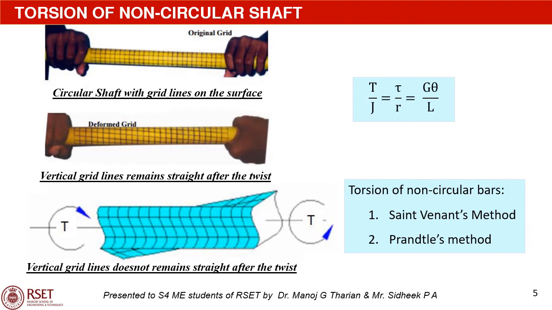Now, in the torsion of non-circular shafts, basically two different methods are used. The first method is Saint-Venant's method and the second method is Prandtl's method. In the remaining part of this lecture, we will learn Saint-Venant's method for the analysis of non-circular shaft subjected to a torque. Also, we will see the application of Saint-Venant's method for the torsion analysis of circular shaft and the torsion analysis of an elliptical shaft.